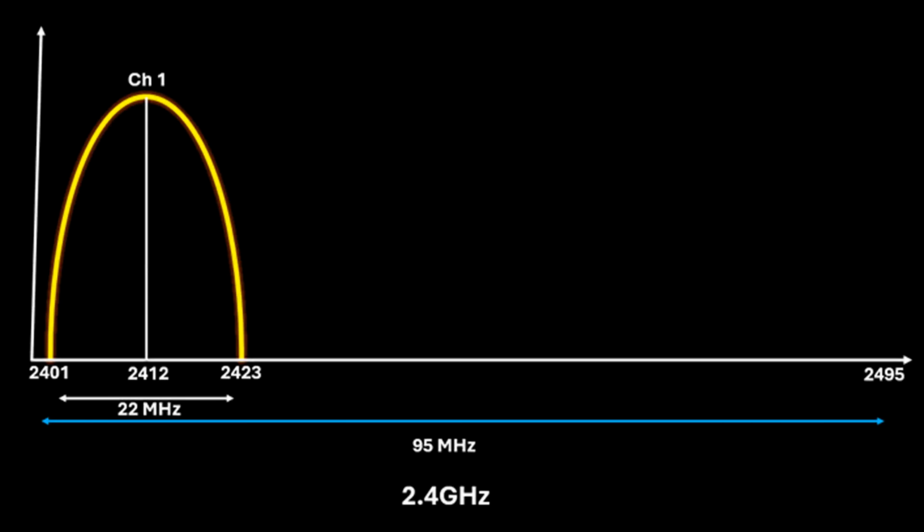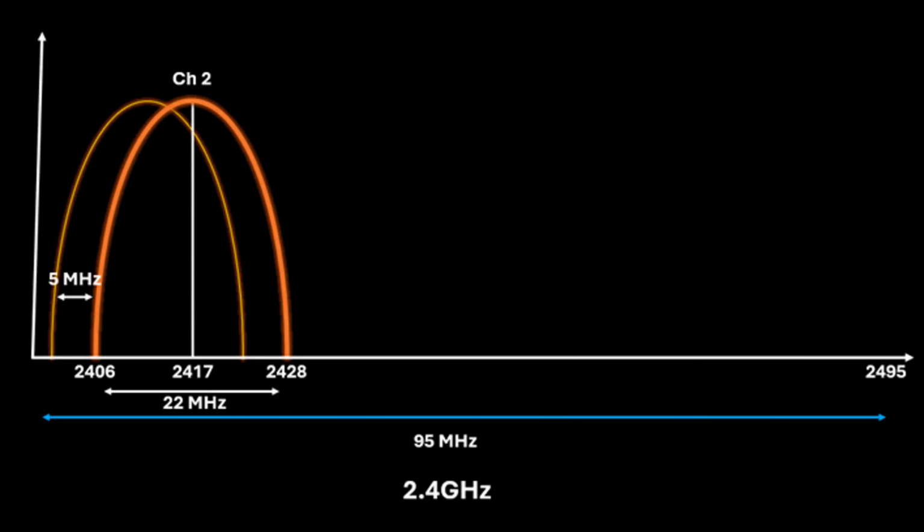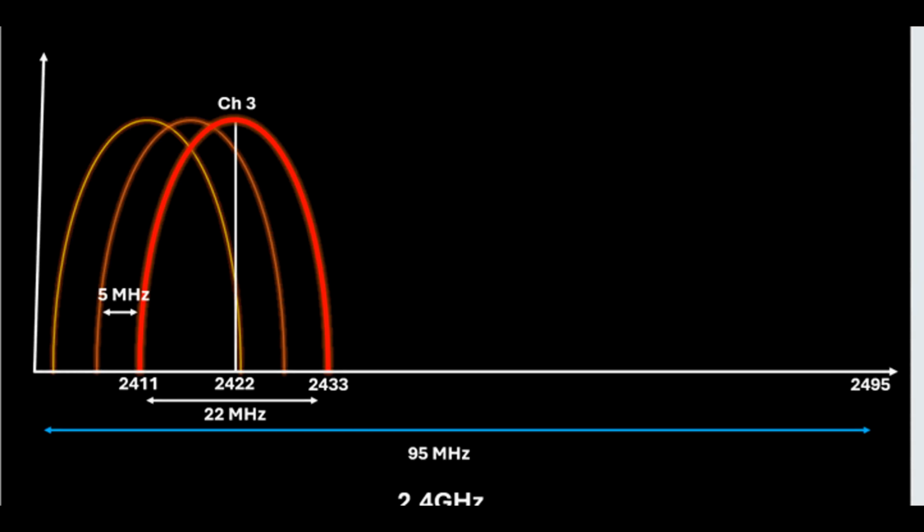22 MHz bandwidth and their frequencies. Channel 1, frequency ranges from 2401 MHz to 2423 MHz with center frequency at 2412 MHz. Channel 2, frequency ranges from 2406 MHz to 2428 MHz with center frequency at 2417 MHz. Channel 3, frequency ranges from 2411 MHz to 2433 MHz with center frequency at 2422 MHz.